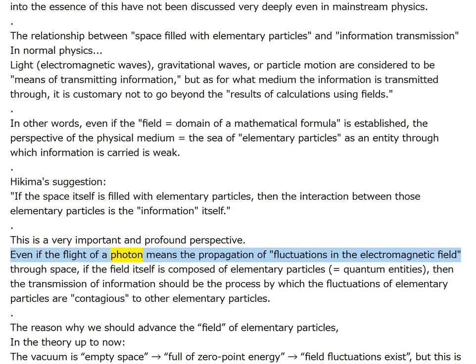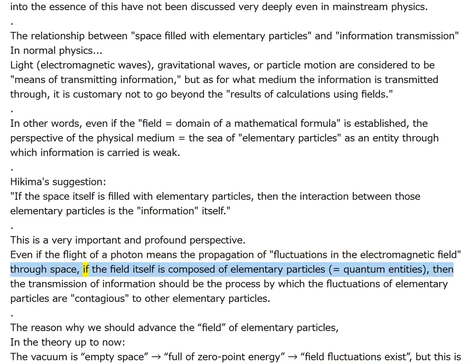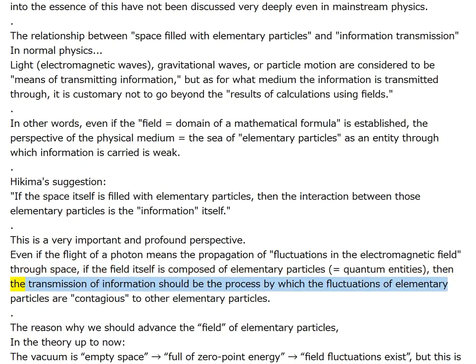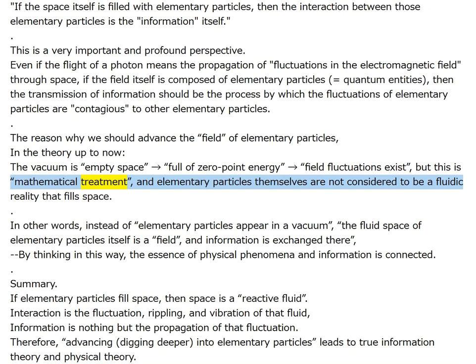Even if the flight of a photon means the propagation of fluctuations in the electromagnetic field through space, if the field itself is composed of elementary particles, equals quantum entities, then the transmission of information should be the process by which the fluctuations of elementary particles are transmitted to other elementary particles. The reason why we should advance the field of elementary particles: in the theory up to now, the vacuum is empty space where zero-point energy field fluctuations exist, but this is a mathematical treatment, and elementary particles themselves are not considered to be a fluidic reality that fills space.